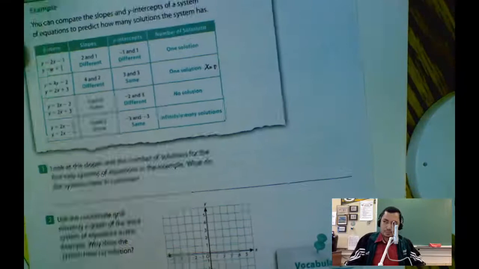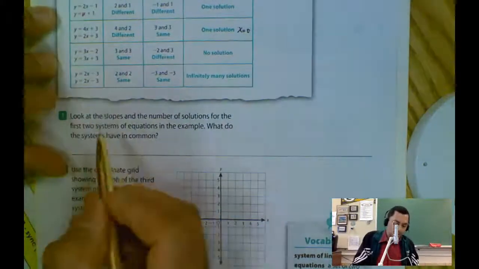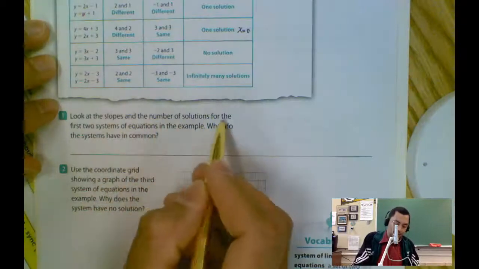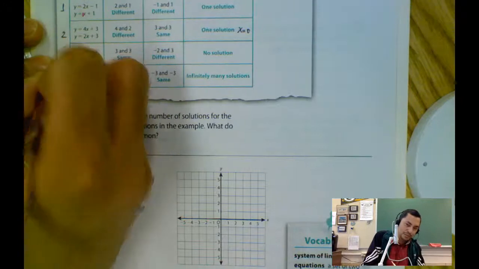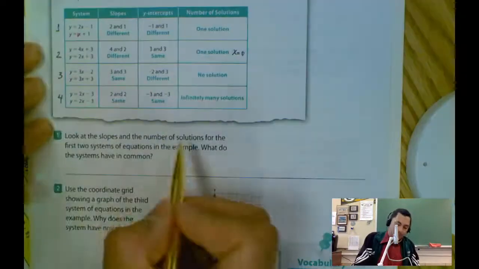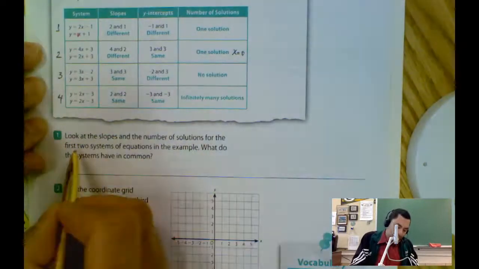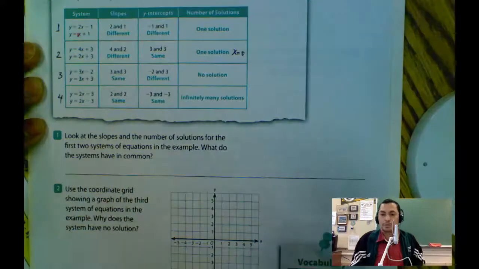Problem number 1, it says, look at the slopes and the numbers of solutions for the first two systems. This is 1, this is 2, this is 3, and this is 4. For the first two systems. And then it says, in example, what do the systems have in common?